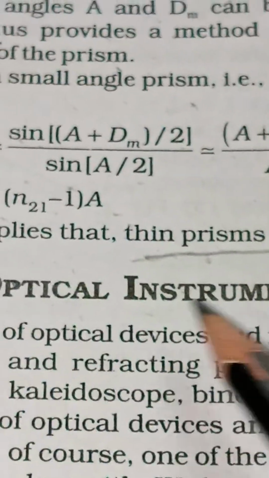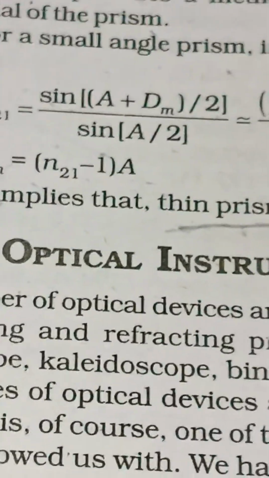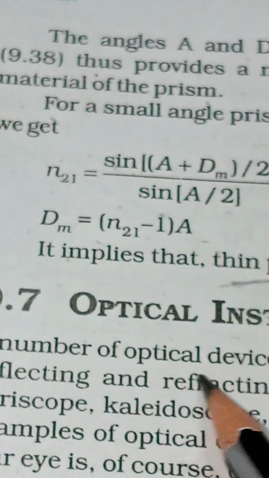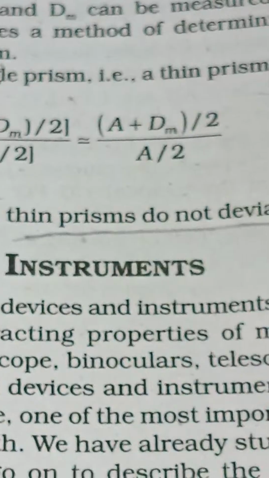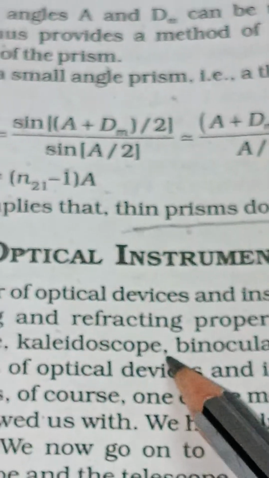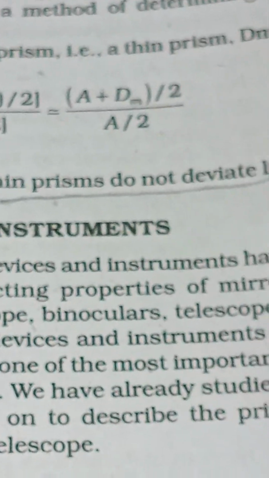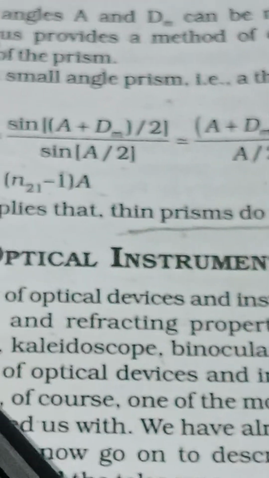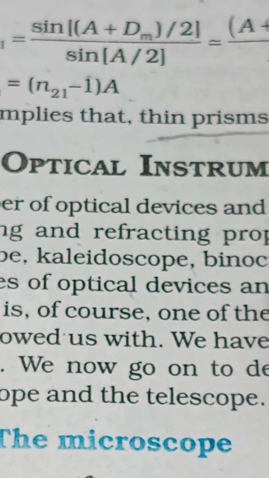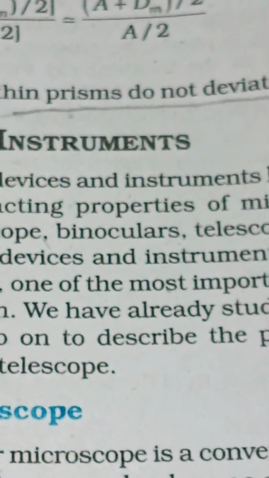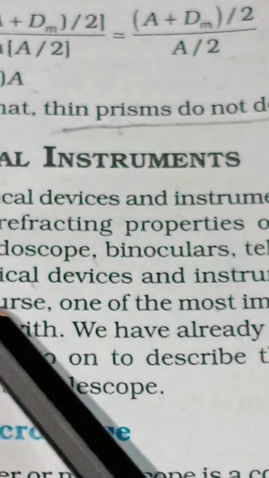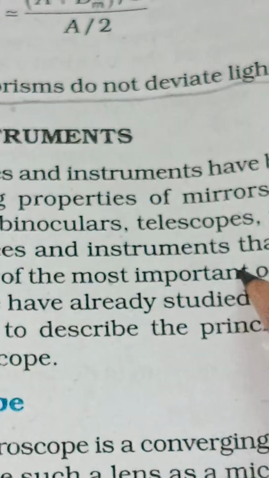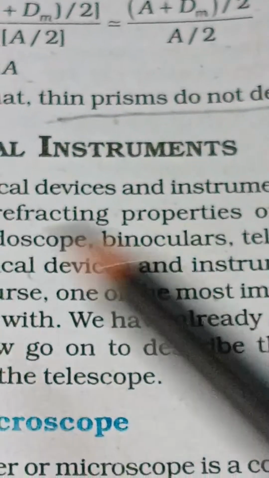So next one is optical instruments. We will talk about the subtopic optical instruments. A number of optical devices and instruments have been designed utilizing reflecting and refracting properties of mirrors, lenses and prisms. Periscope, kaleidoscope, binoculars, telescopes and microscopes are some examples of optical devices and instruments that are in common use.